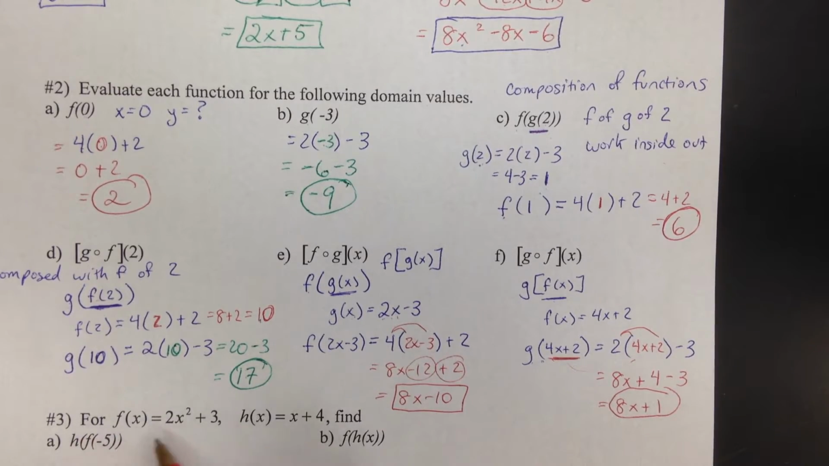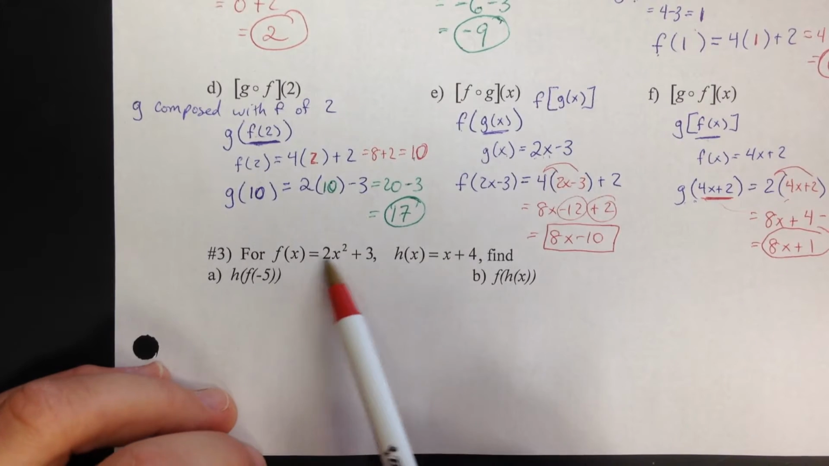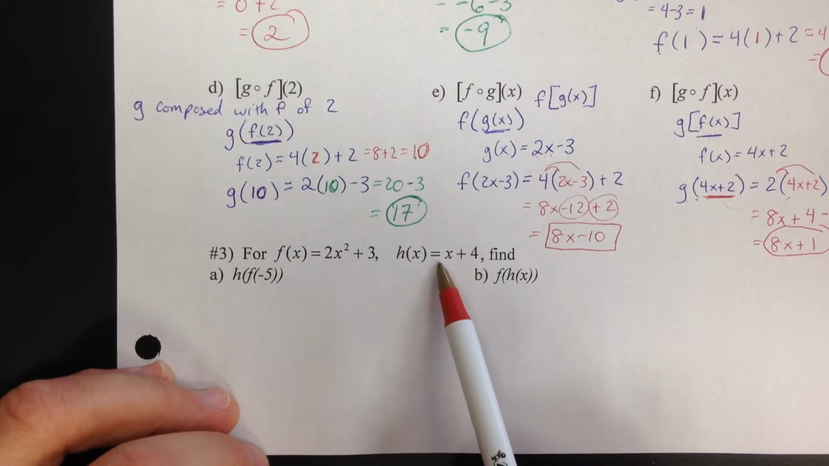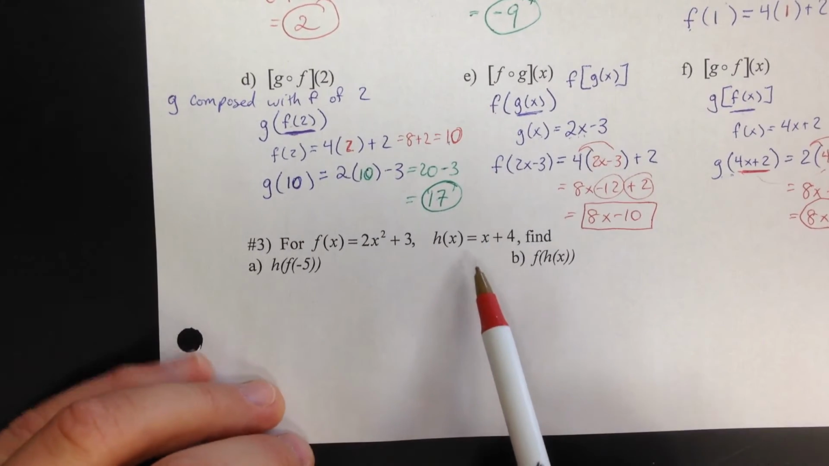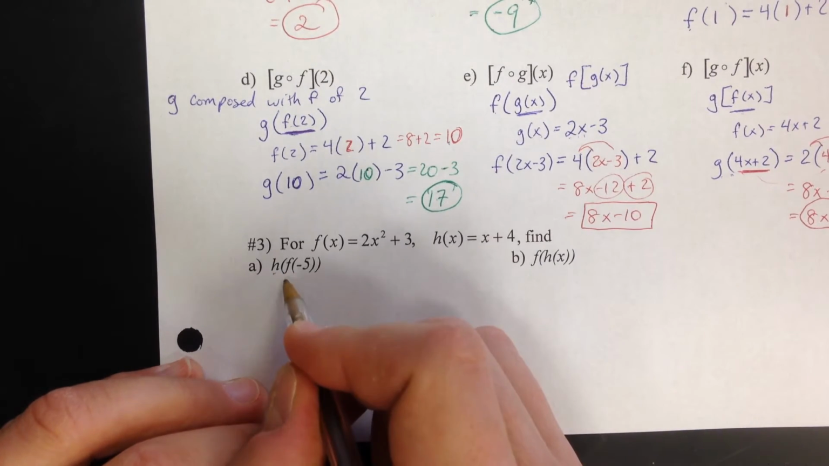Alright, so let's take number 3 here. So we'll do two new functions. We've got f of x equals 2x squared plus 3, h of x equals x plus 4. So let's first find h of f of negative 5.